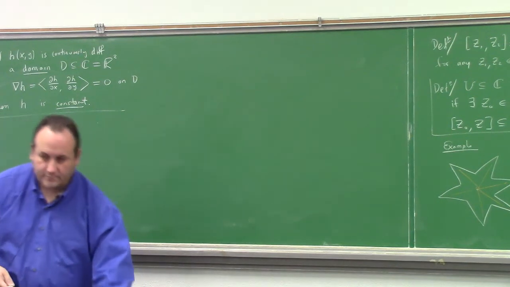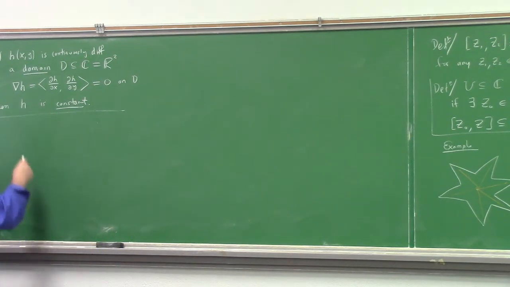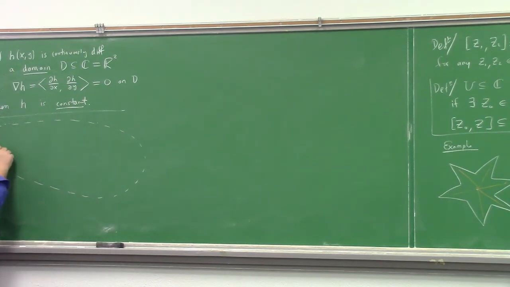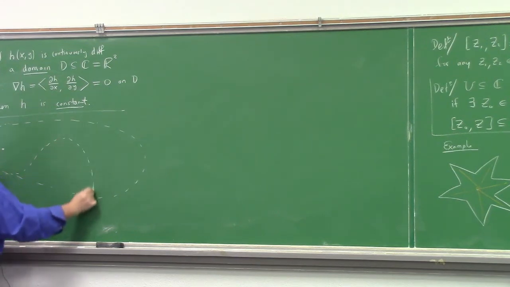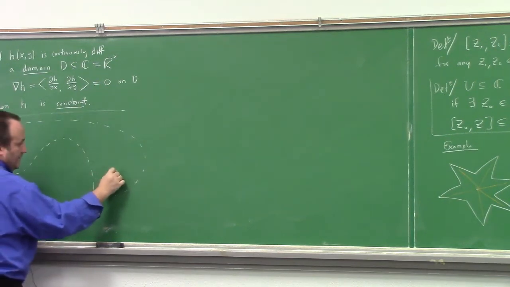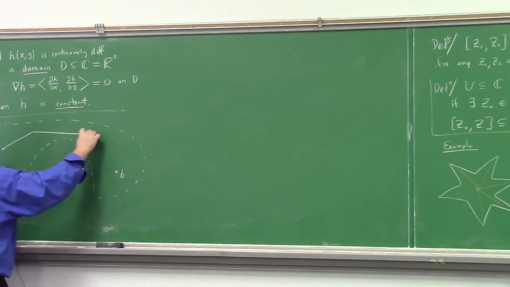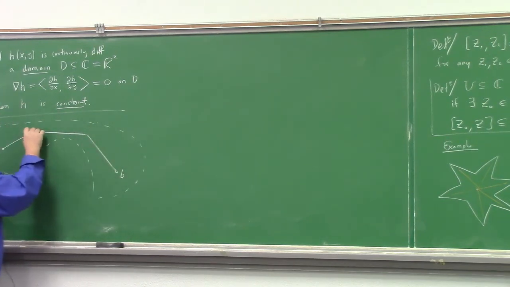Here's the proof. We've got a domain. It doesn't have to look like this; it can be more complicated. We've got a point A and a point B. Because it's a domain, it's a connected set. So given that pair of points, A and B, we can connect them with a polygonal path. So gamma is the polygonal path which connects them.